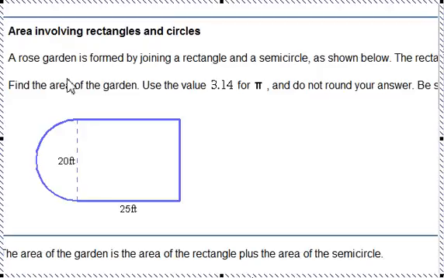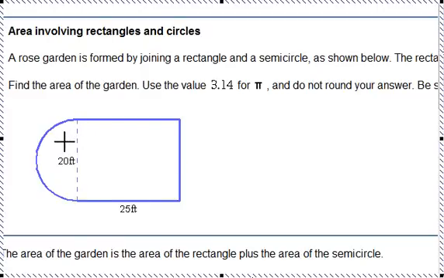A rose garden is formed by joining a rectangle and a semicircle. I don't know why I said rectangle. It's a rectangle and a semicircle. The rectangle is 20 feet by 25 feet. How much area is this garden?